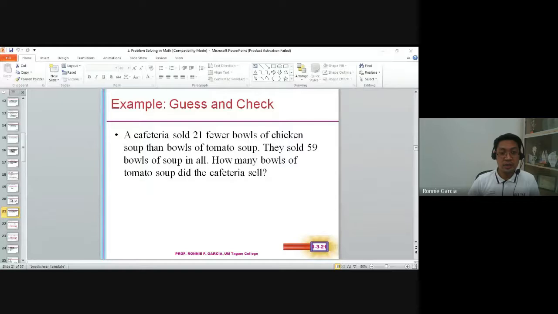So you have to understand the problem. Ang total number of soup nga nahalin sa cafeteria is 59. Kung ang chicken soup, yes, 21 fewer bowls daw ang chicken soup is compared to tomato soup. The question is how many bowls of tomato soup did the cafeteria sell? So we have 38, we have 21. Some more answers.